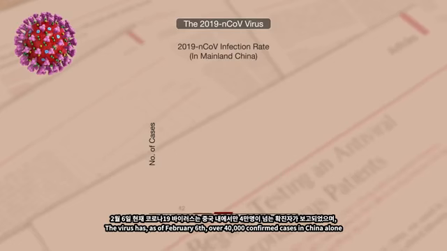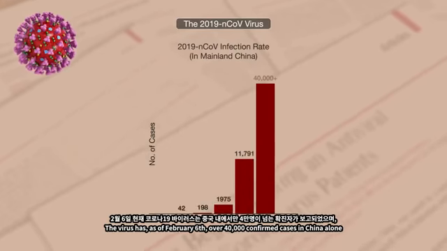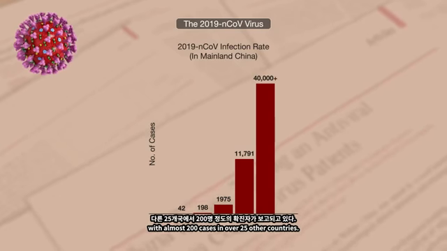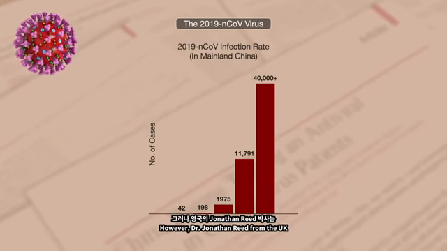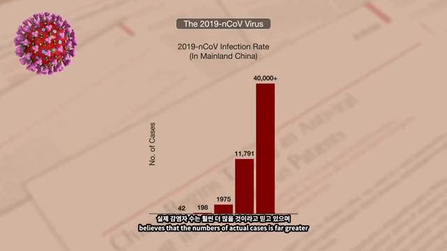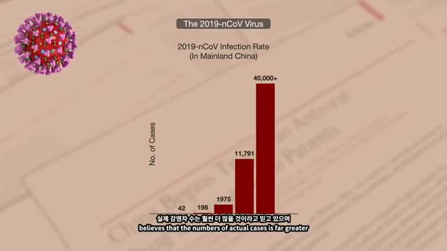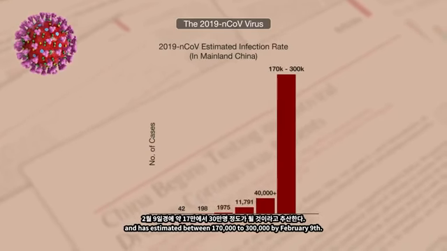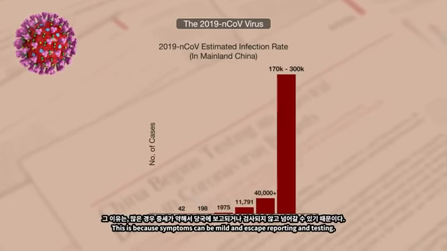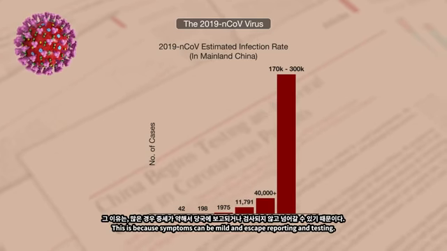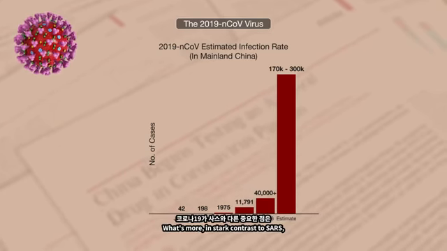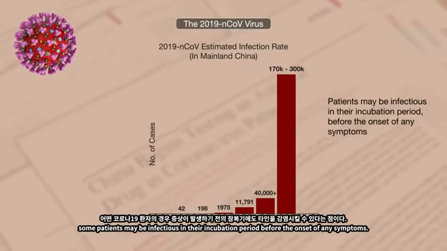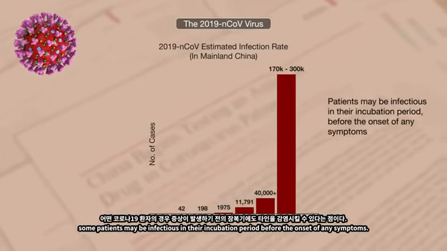The virus has, as of February 6th, over 40,000 confirmed cases in China alone, with almost 200 cases in over 25 other countries. However, Dr. Jonathan Reed from the UK believes that the number of actual cases is far greater and has estimated between 170 to 300,000 by February 9th. This is because symptoms can be mild and reporting and testing limited. What's more, in stark contrast to SARS, some patients may be infectious in their incubation period before the onset of any symptoms.